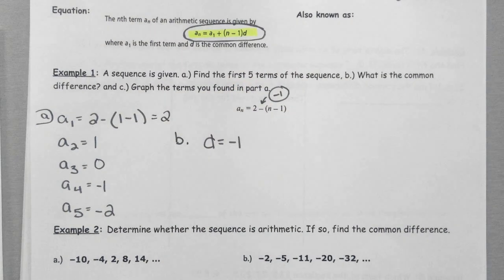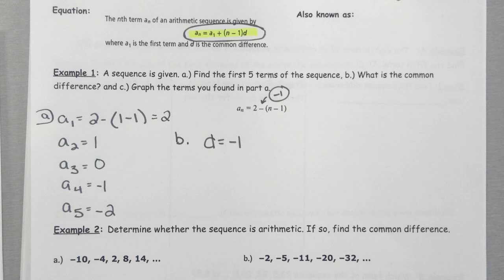-1. Again, you can find it in a couple different ways. You can think, how am I progressing as I go from one term to the next? Or you can look at the value that's being multiplied to the parentheses n minus 1. Make sure you take the sign with it. So if it's a -2, the negative is significant.